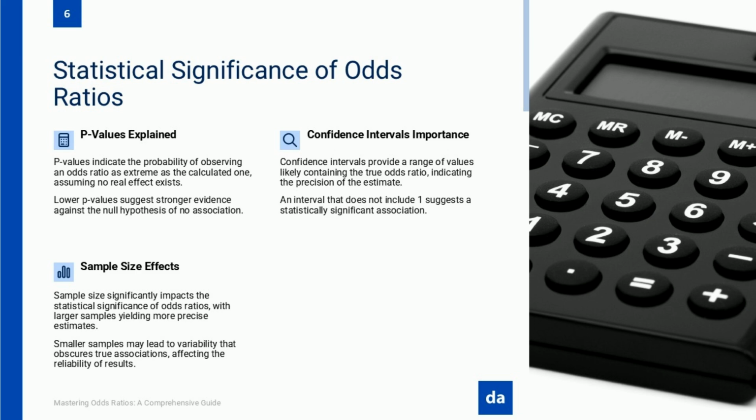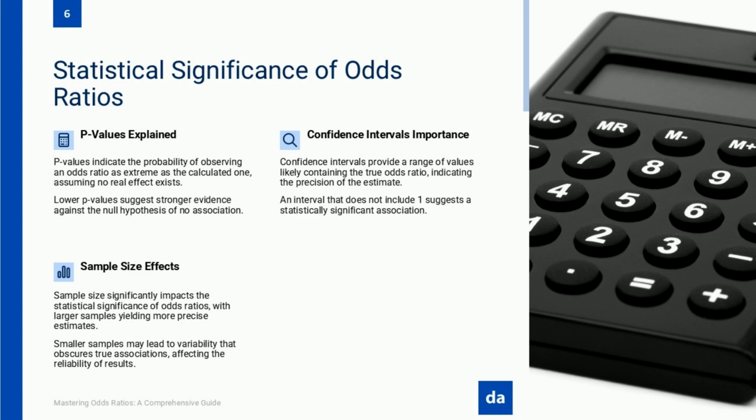This interpretation highlights a critical point. If a confidence interval for an odds ratio includes 1, we can't confidently claim that there's a significant association between our variables. In such cases, even if the point estimate of the odds ratio seems large, we must be cautious about drawing strong conclusions. The width of the confidence interval also provides valuable information.